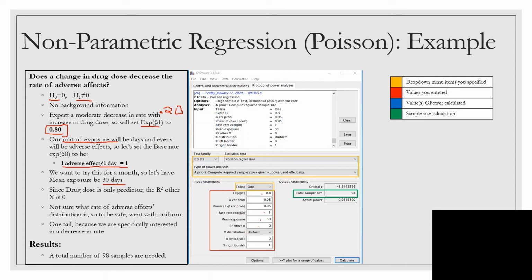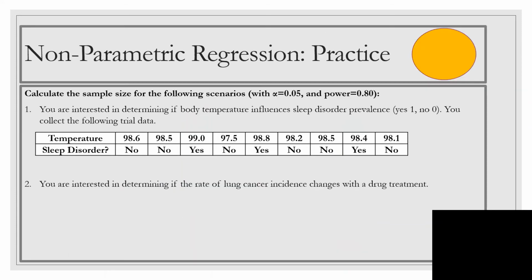And say we have no idea of the rate of adverse effects distribution. Let's just go with uniform, and then take one tail because we're interested in a decrease in rate. With uniform, standard would be 0 and 1. Putting this all in, we find a total sample size of 98. You can take a moment here to pause this and practice some non-parametric regression.